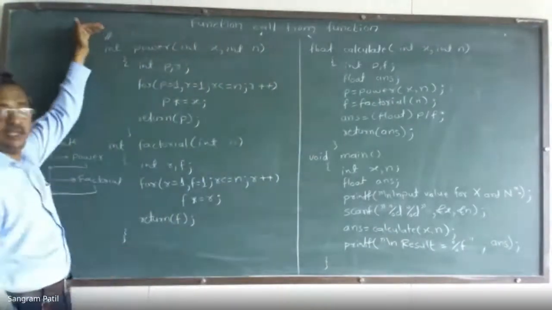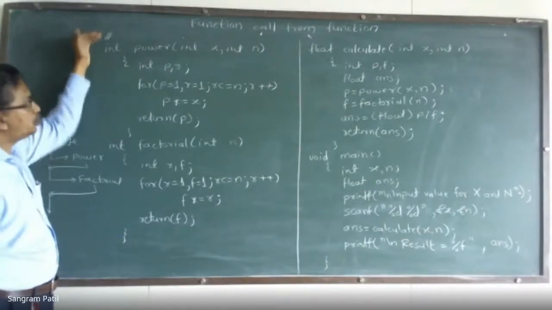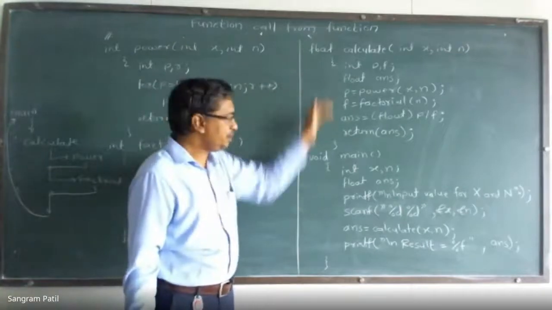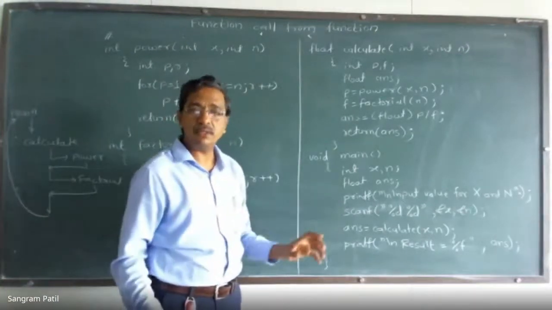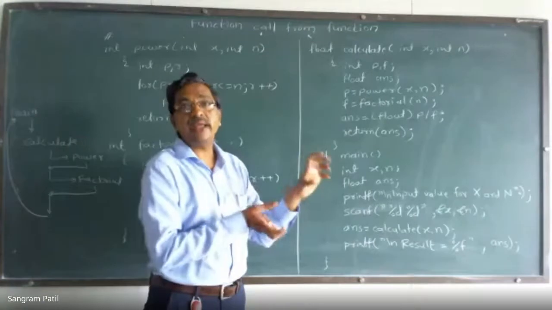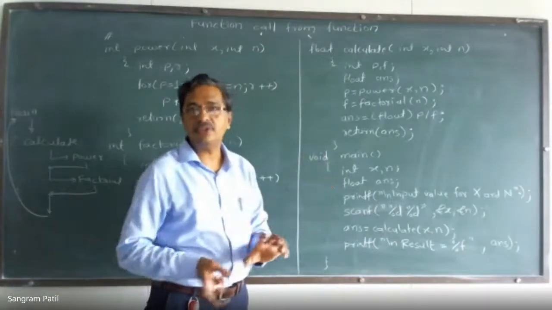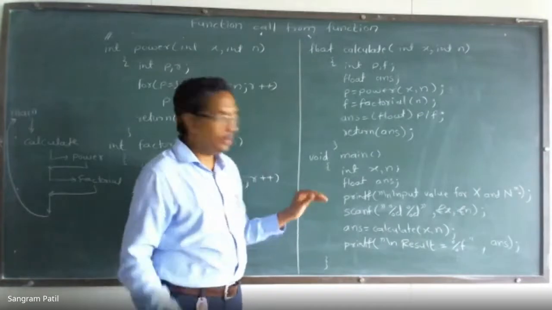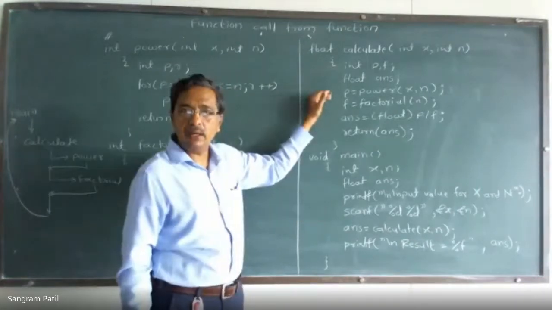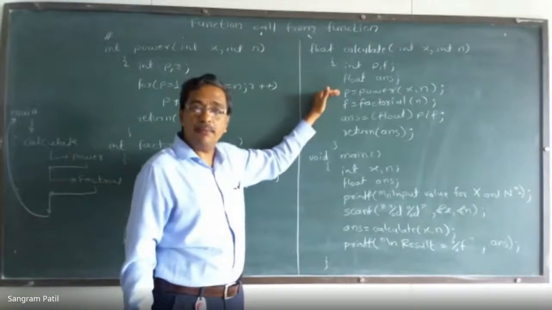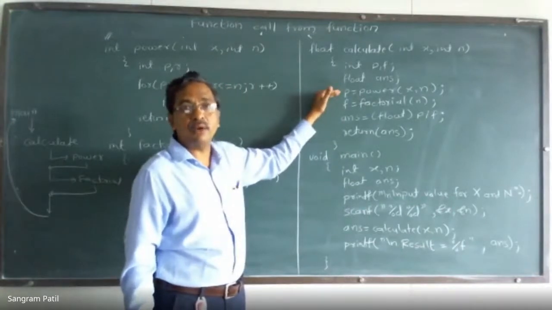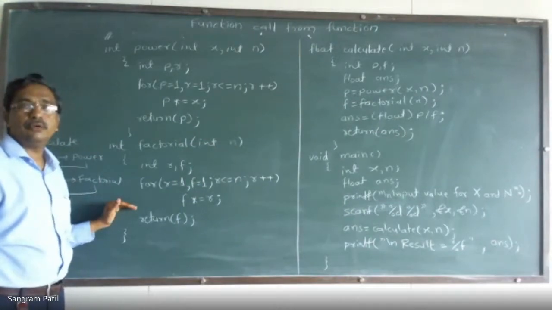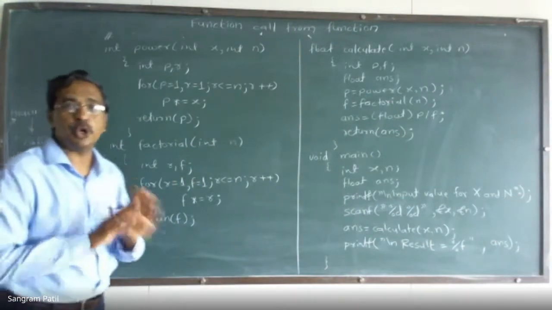So our program is starting here, hash include. So we have the power function, we have the factorial function, then we have the calculate function, then we have the main program. That means all functions we are writing at the start, so no need of a declaration. The main program is calling calculate, which is present before the main program. Calculate is calling power and factorial, which are present before calculate. So here declaration of function is not required.